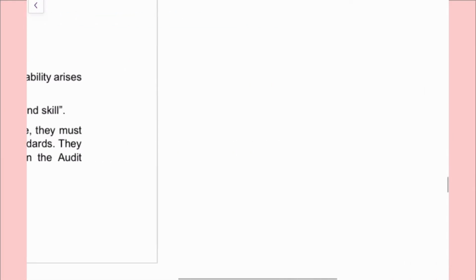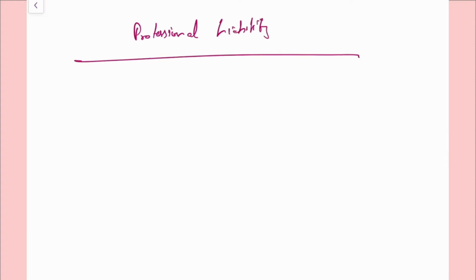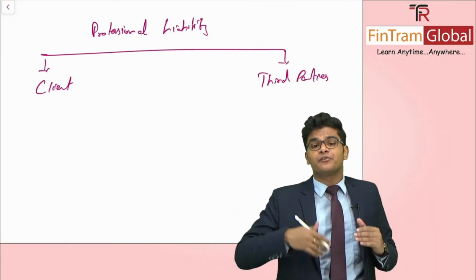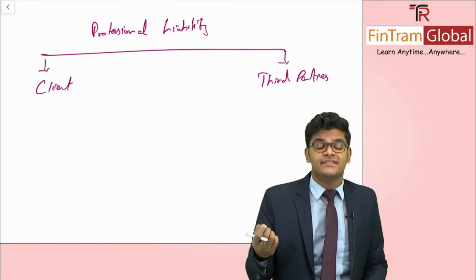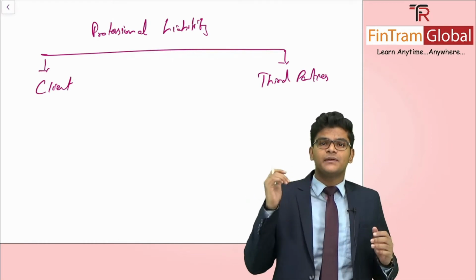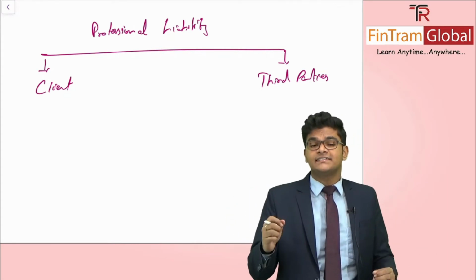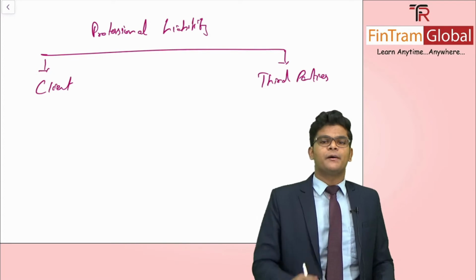So folks, when we talk about professional liability, we need to think of two situations. So there could be professional liabilities towards the client as well as to third parties. Keep this in mind. This is a really important point. The auditors can have a professional liability or an obligation towards both the client as well as third parties. And what exactly is the situation? Why exactly does that particular liability arise? Let's talk about that, shall we?